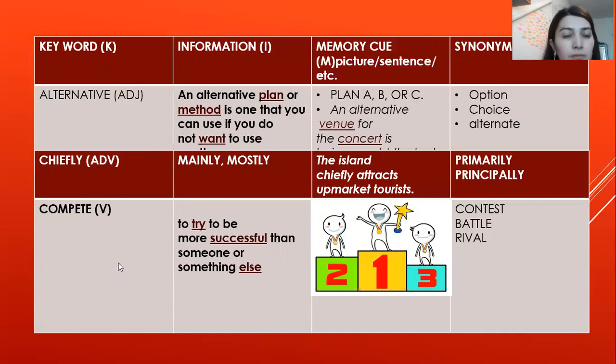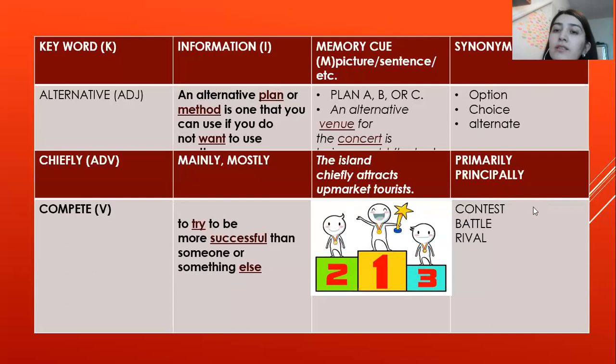I hope it's clear. Let's go to the next word, compete. Compete comes from the noun competition, and the verb is compete. So what does it mean? Let's look at the information or definition: to try to be more successful than someone or something else. And I found visualizing the picture more effective for you to learn. You see here, three competitors were competing, and one of them won the competition. He competed well, for example.